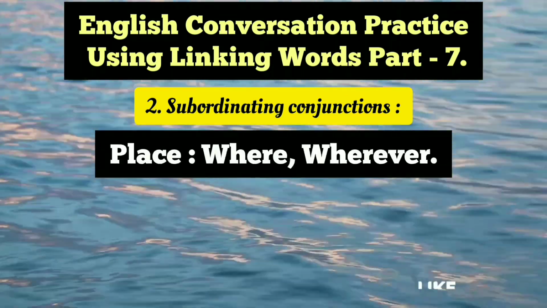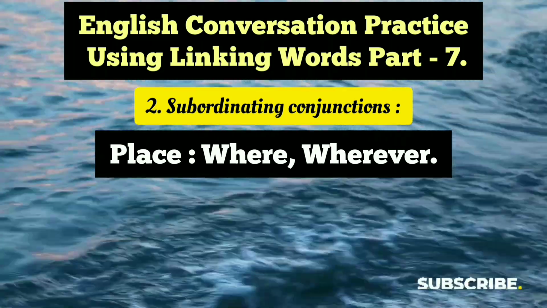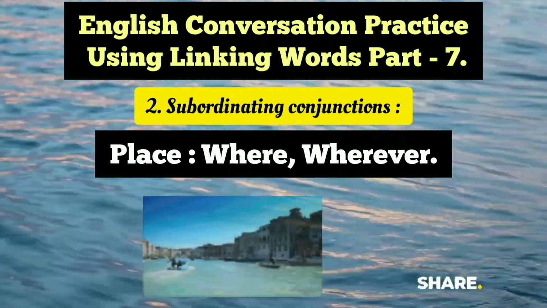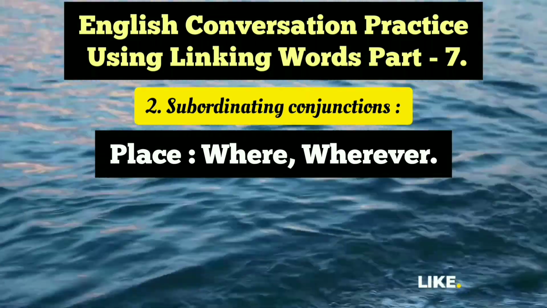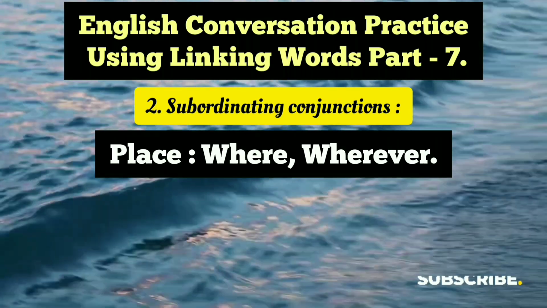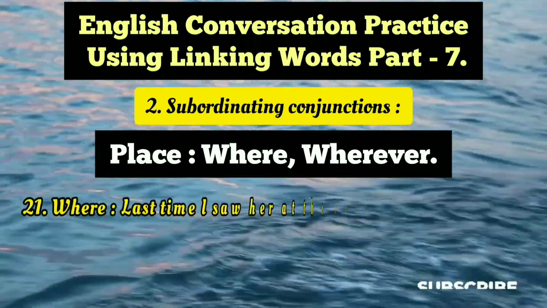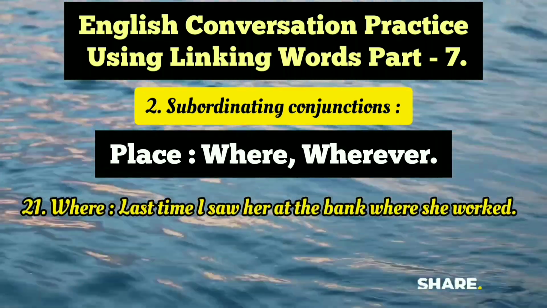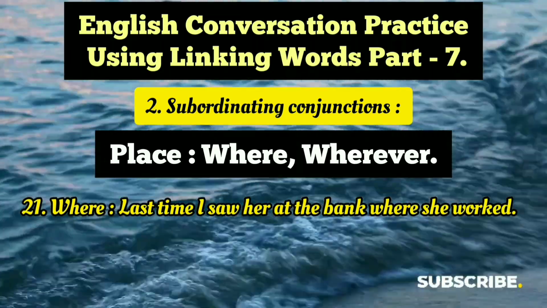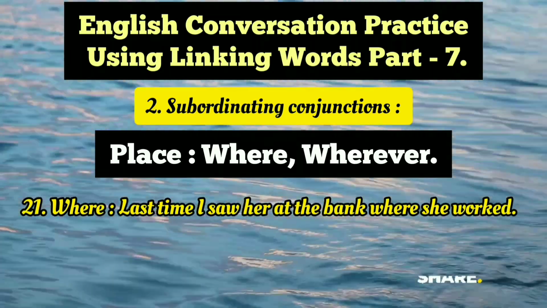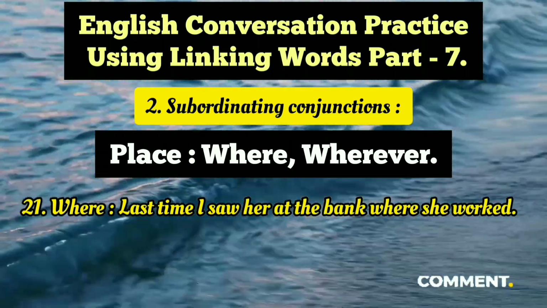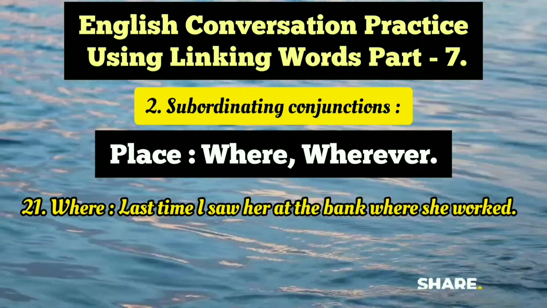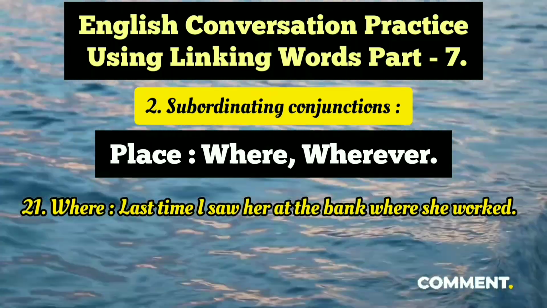Up next, the last category is all about place. Here we will see two conjunctions, where and wherever, and obviously they point out towards a particular place, and then it helps us to join. So as you see, the first one is the 21st one, where last time I saw her at the bank where she worked. So I'm using where. It is used to join a particular phrase with another phrase or clause with another clause.